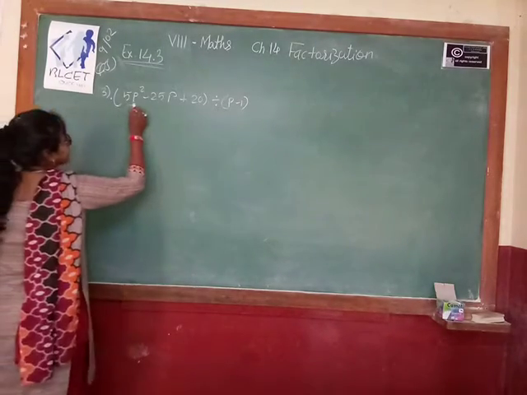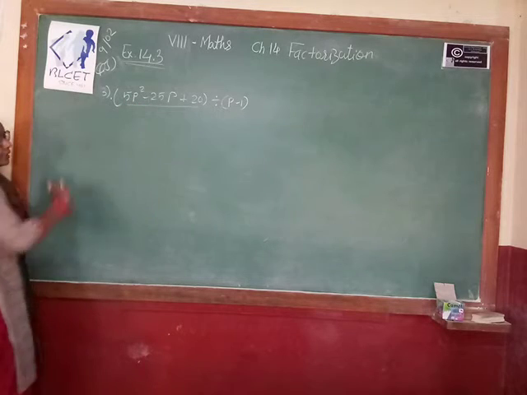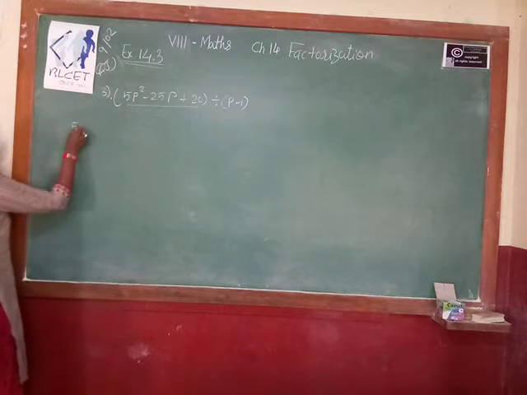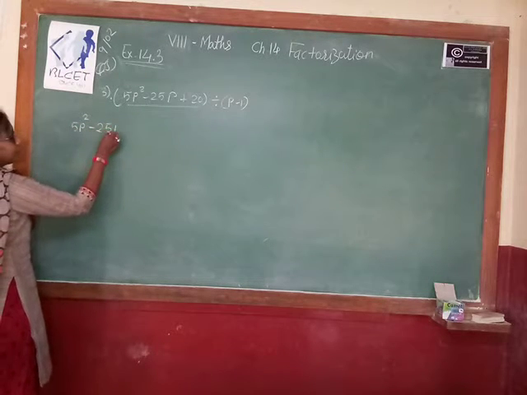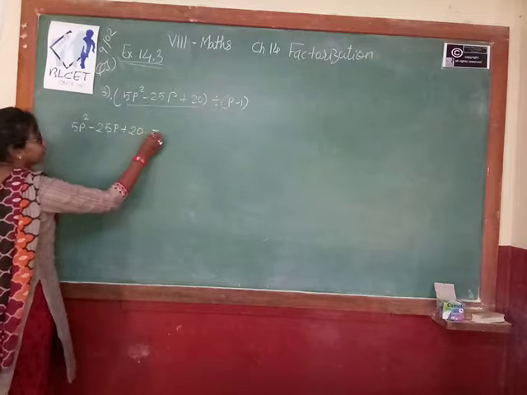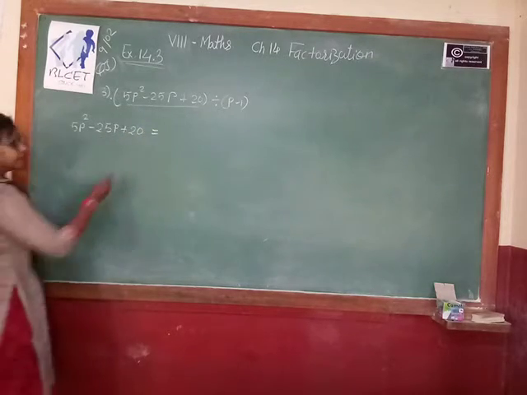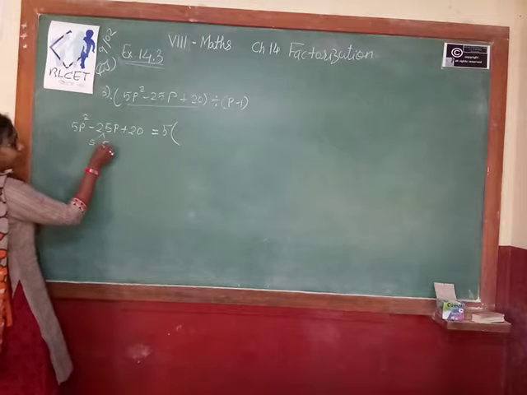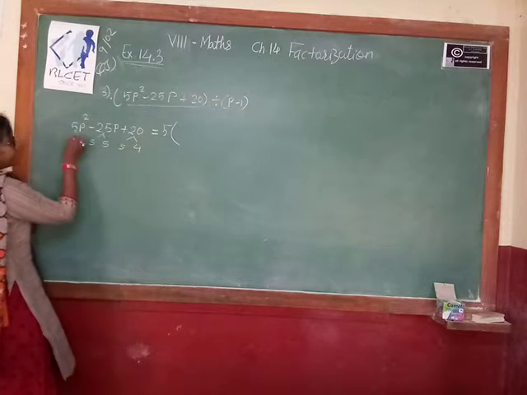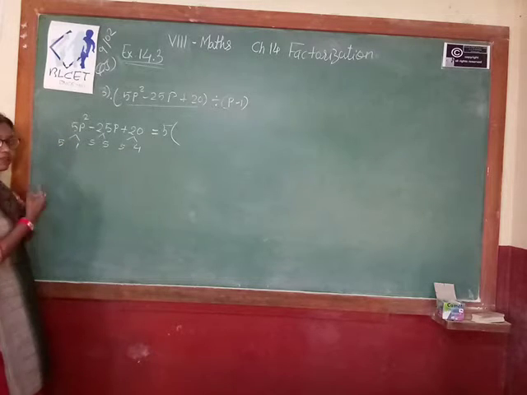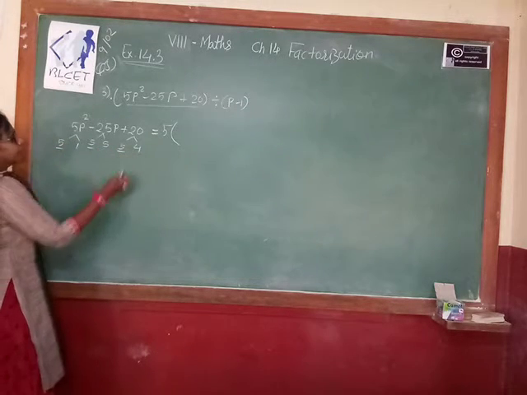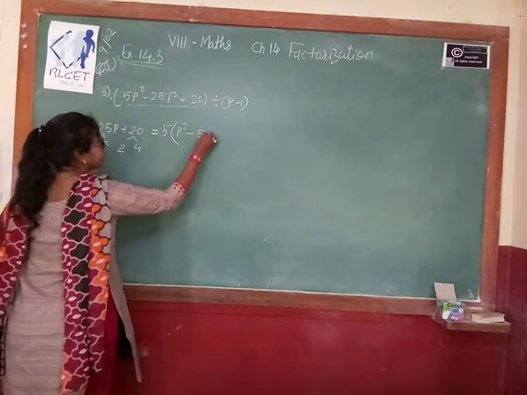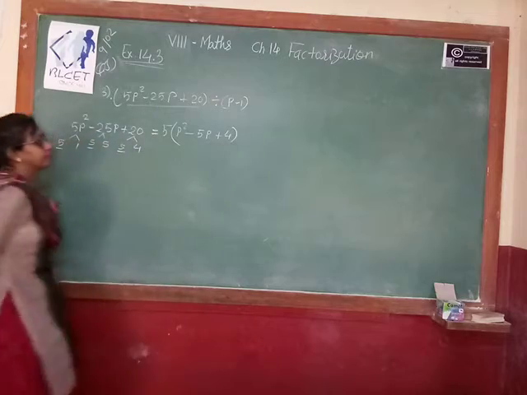Here, the factorization method starts from this one. So we first find the factors of this. 5p square minus 25p plus 20 is equal to, 5 is common in all. If you take 5 as common, because 5 5s are 25, 5 4s are 20, and 5 1s are 5. So everywhere 5 is common. So what is left? p square minus 5p plus 4.